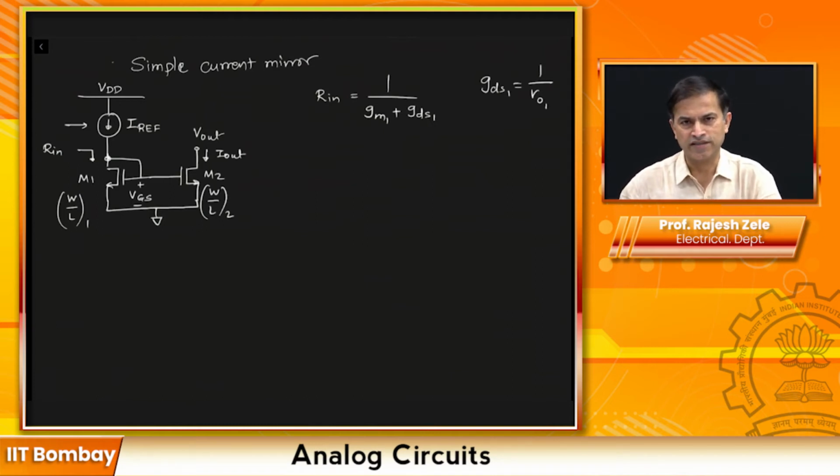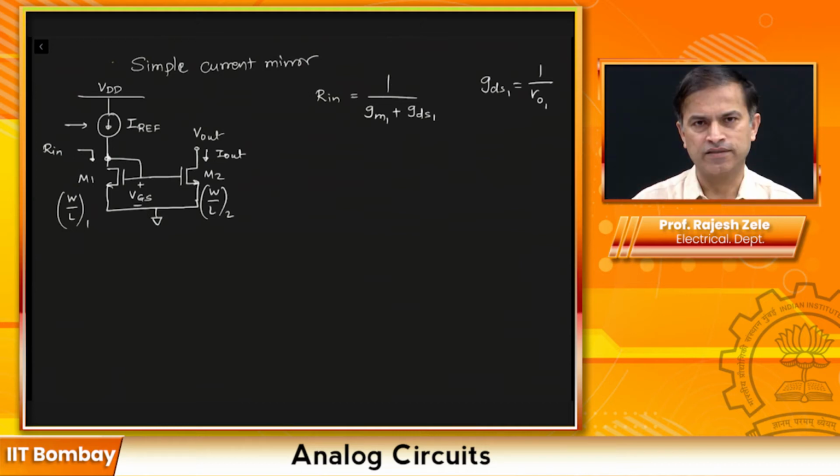But when two resistances are in series, we add the two resistances R1 plus R2. If the two conductances are in parallel, then we can add the two conductances G1 and G2. So in this particular case, GM1 is already there for transistor M1, and GDS1 is the reciprocal of the output resistance. We interchangeably use G and R to suit our convenience depending upon the configuration of the circuit. So this would be your R input, and now let's see the minimum output.